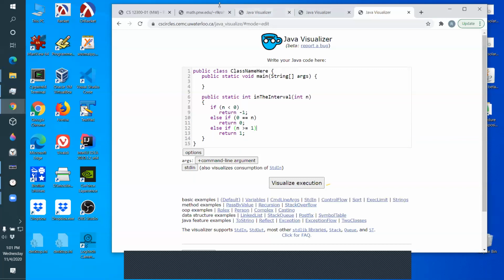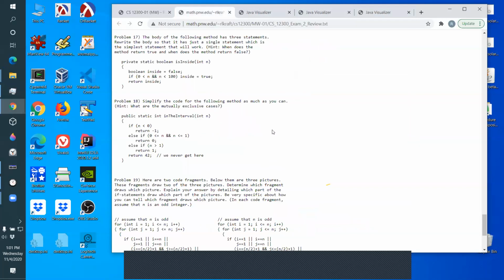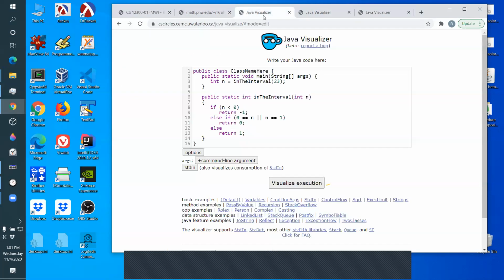Okay, now, what about other problems from the review problem? One question on problem 18. Can you just delete the condition in the middle instead? Can I do what? Delete the condition in the middle. Oh, you mean get rid of this? Yes, and just add at the end else return 0. No, because once you hit the else, you're done.